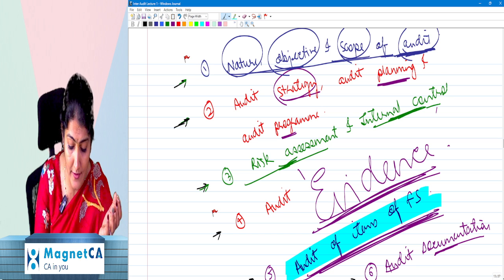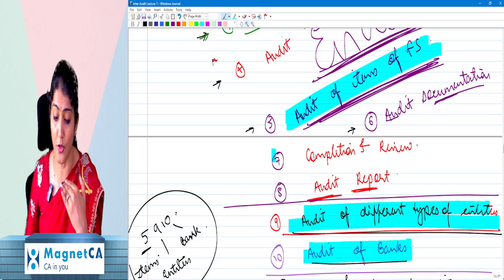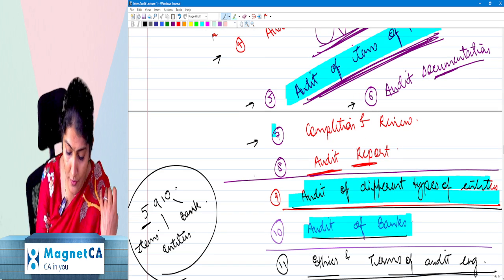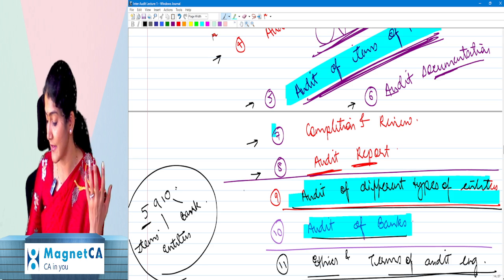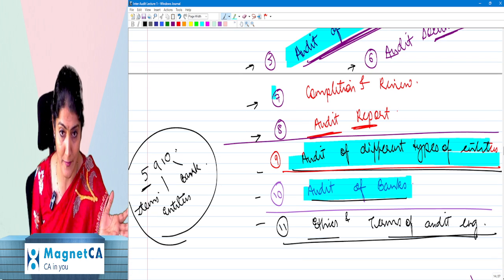Then you start obtaining the audit evidence. Then you do the audit of the items, audit documentation, completion and review, audit report, and then after that the different types of entities, bank, and the ethics in terms of audit engagement.